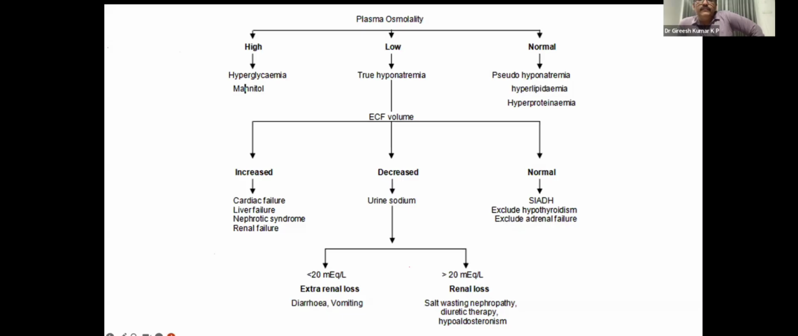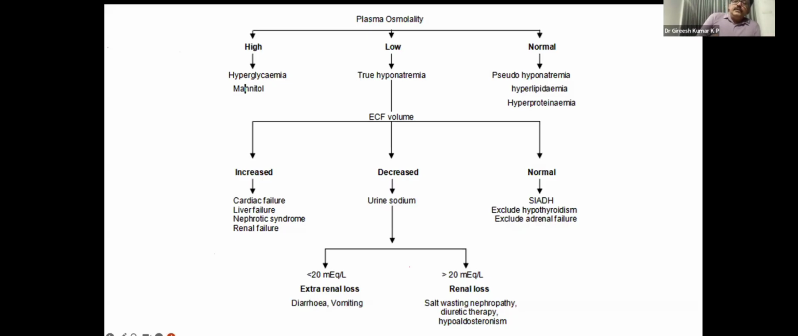Then if volume is decreased, check the urine sodium. Remember one important thing: whenever the body is having low sodium, the body will try to prevent loss of sodium through the kidneys. That is very important. So if the sodium level is less than 20 milliequivalents, it's extrarenal loss like diarrhea or vomiting. If the sodium level is more than 20, it's a renal loss: salt wasting nephropathy, diuretic therapy, hypoaldosteronism.